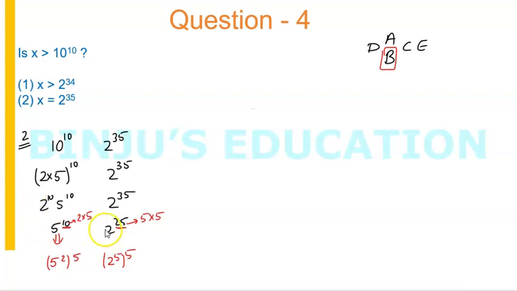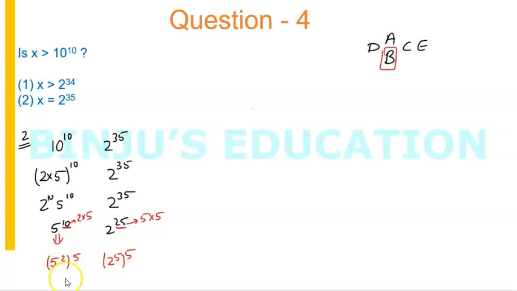So in this case, we can't make the bases equal because no power of 5 will be equal to any power of 2. It's not possible. 5 is like 5, 25, 125, 625. 2 is like 2, 4, 8, 16, 32, 64. So what I can do is simply make the powers equal. That's the only option with me.